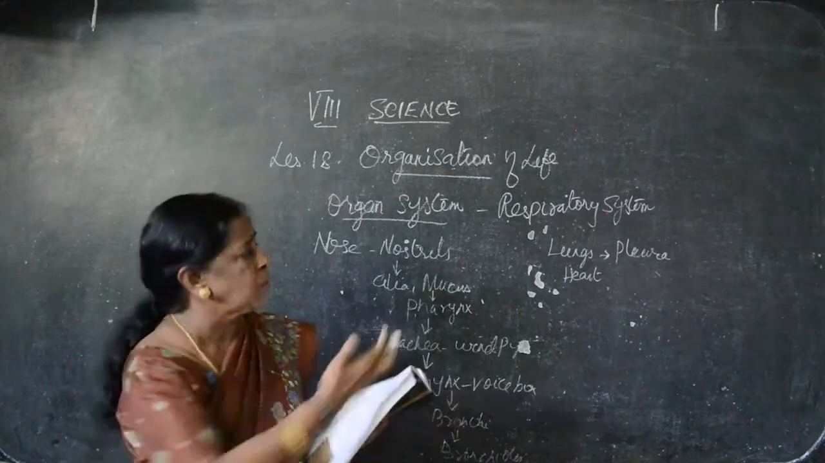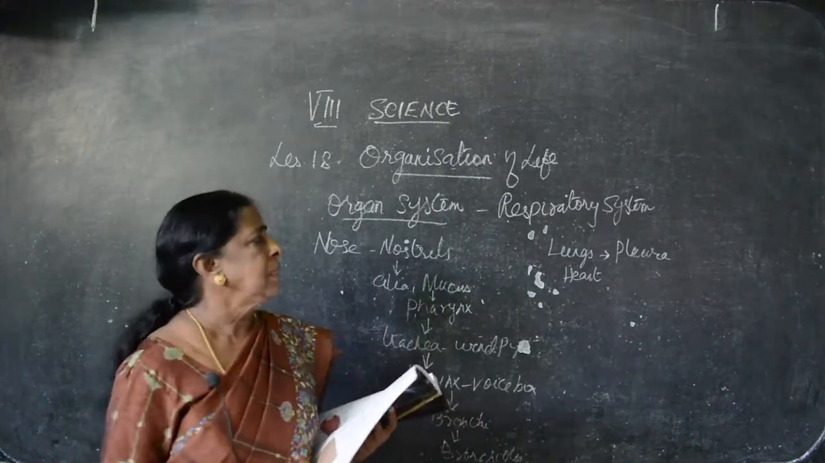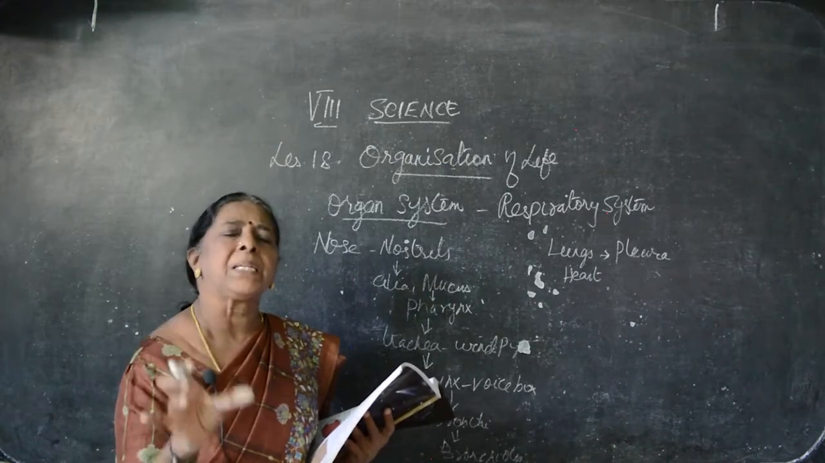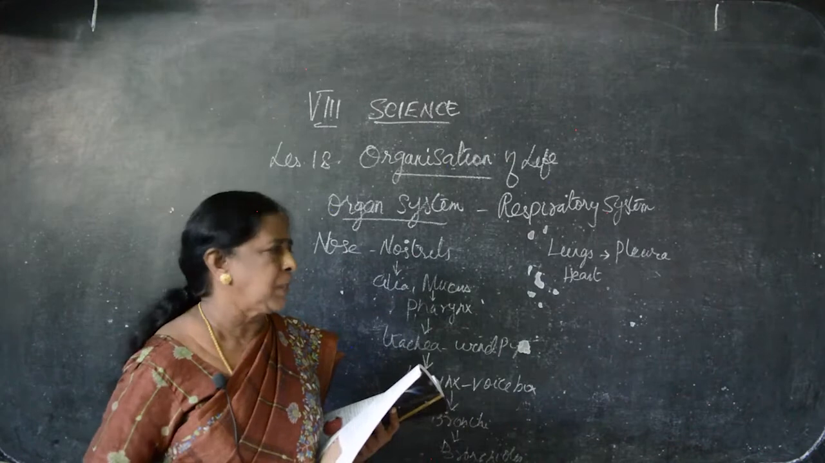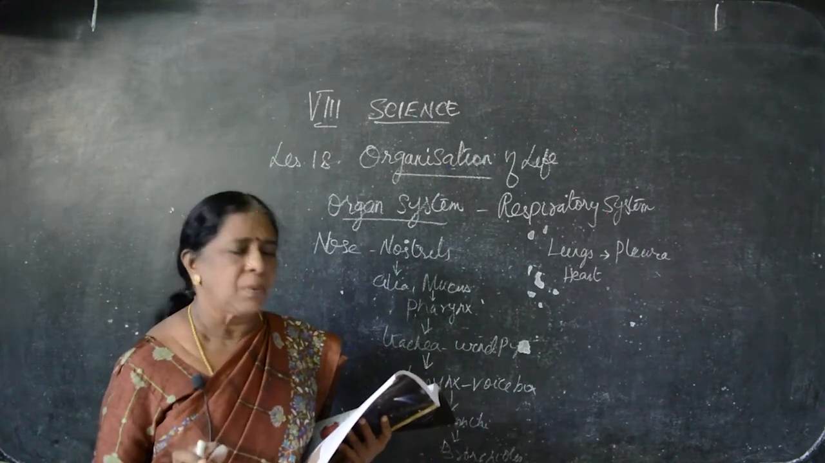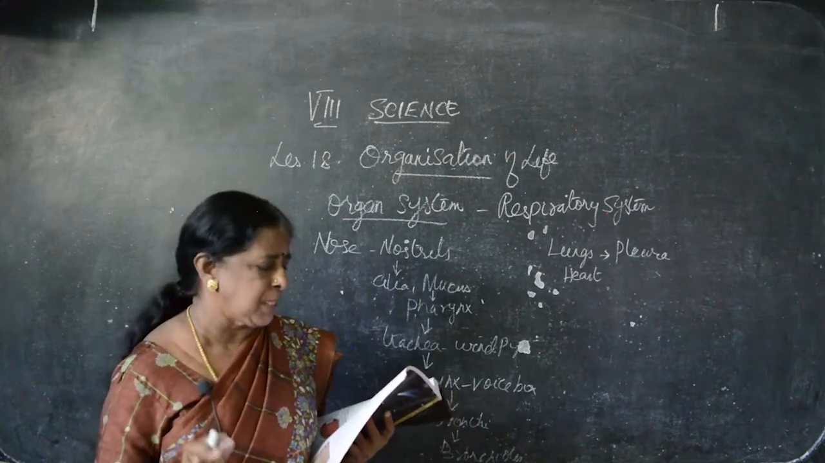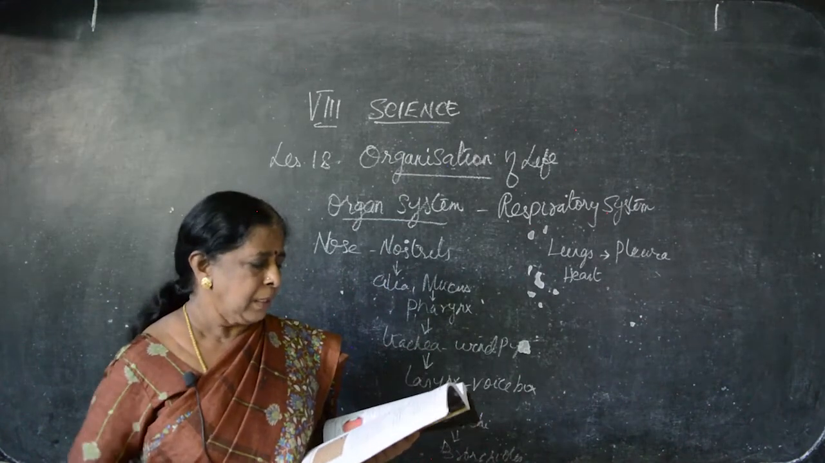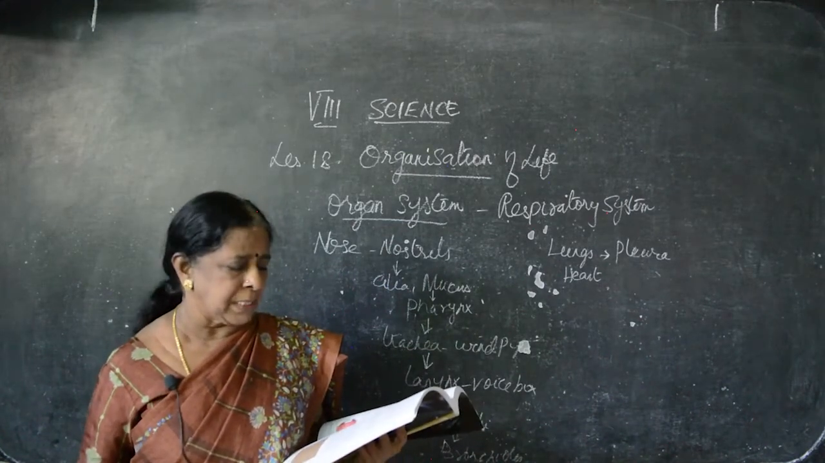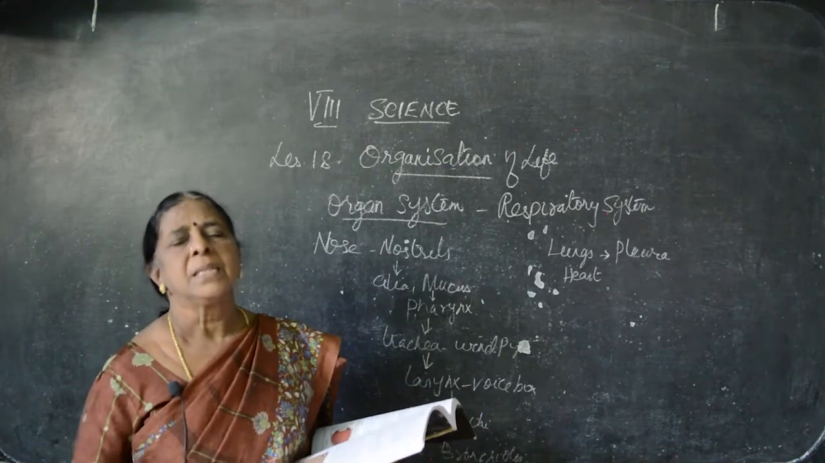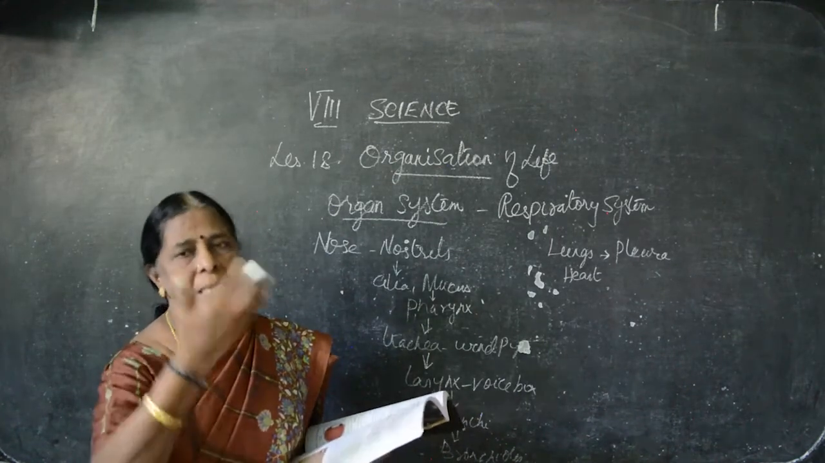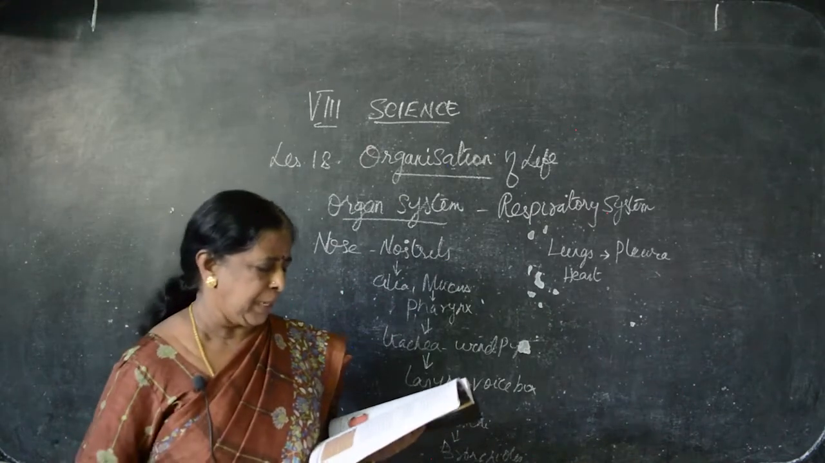In between the lungs, as I said, the heart is placed. In between the lungs there is a place. The place is known as what? Mediastinum. In the mediastinum only, the heart is present. The lungs are covered by two layers, that is pleura. Lungs are the organs present in the chest cavity that allow our body to exchange gases. That is inhaling oxygen and exhaling carbon dioxide.